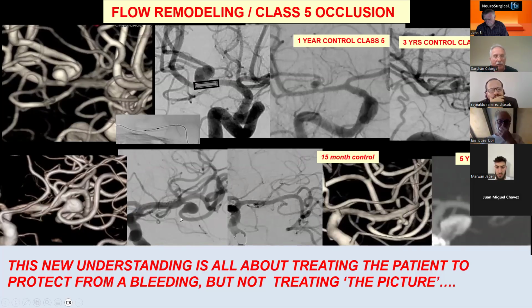Another one, inferior trunk is coming off the sac. 15 months later, the aneurysm shows such a progressive reverse remodeling, it becomes a continuation of the inferior trunk, and another 5-year follow-up.